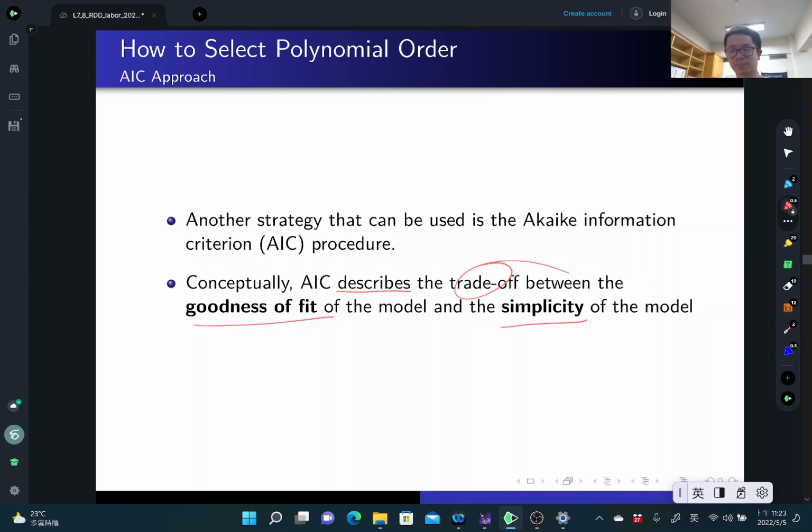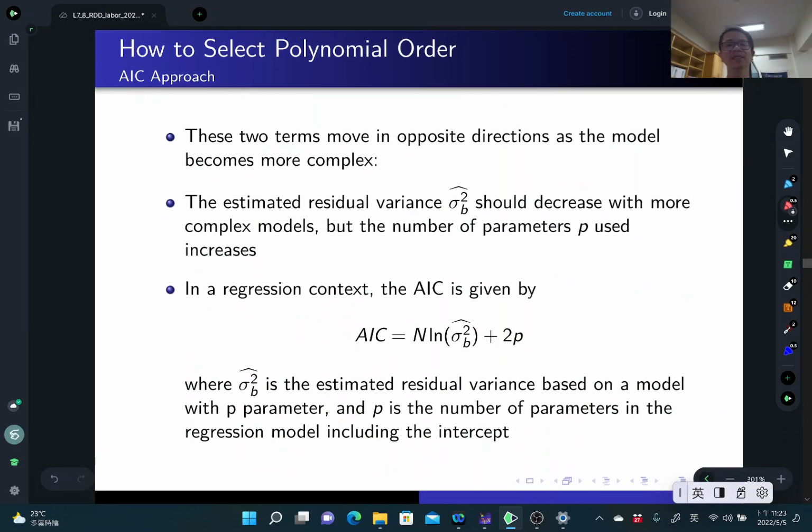So the goal of the regression model is we try to use few variables to fit the data better. So the goal is this. The AIC criterion is trying to balance these two. So the AIC formula consists of these three terms. One is the number of samples. Another is sigma hat squared. This is the residual variance.